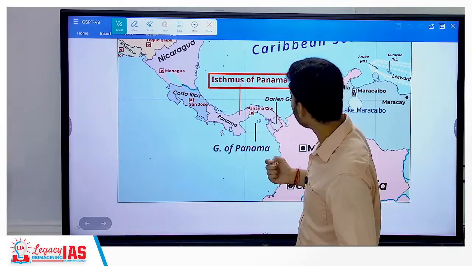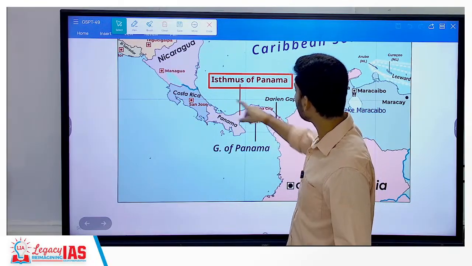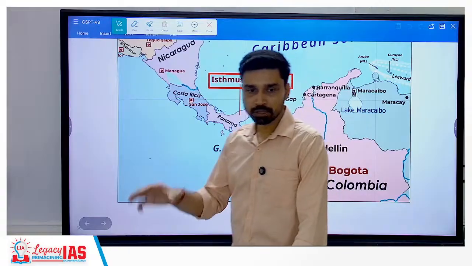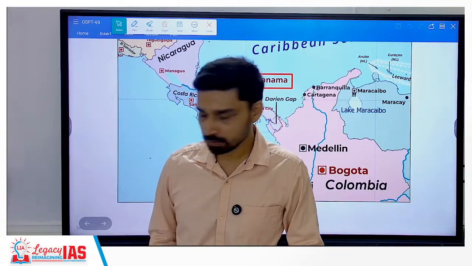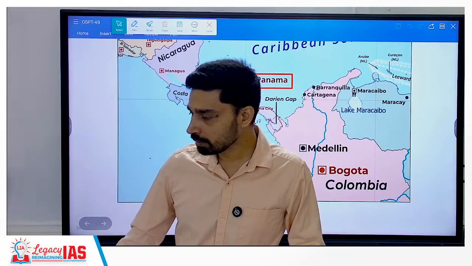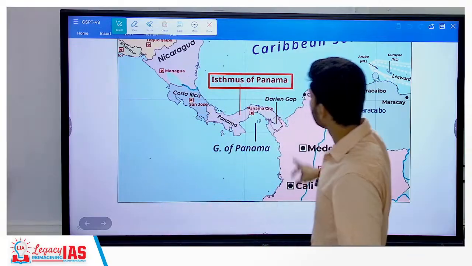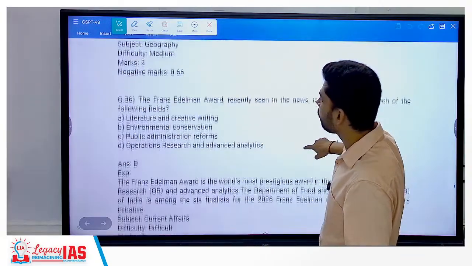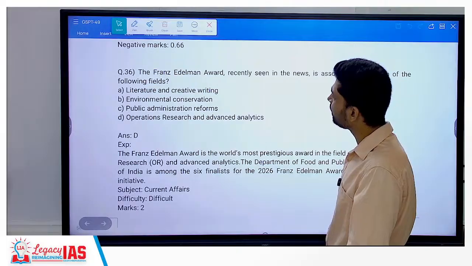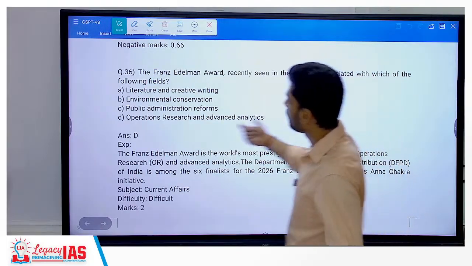Okay, so you have to be aware about it. Make sure that you study about this in more detail, because it is continuously coming in the news because of Trump's actions and all that. So a question can be asked about this. So Panama. Then we have the Franz Edelman Award, a simple factual question, given in the field of what?